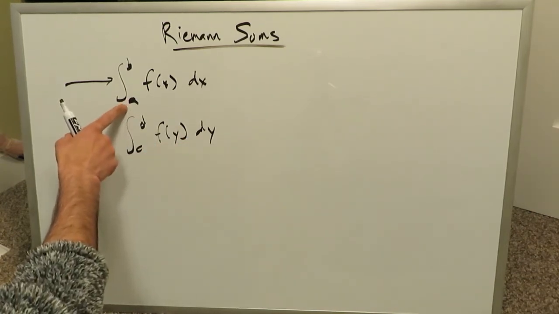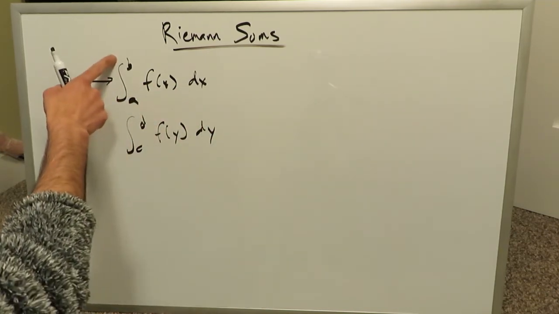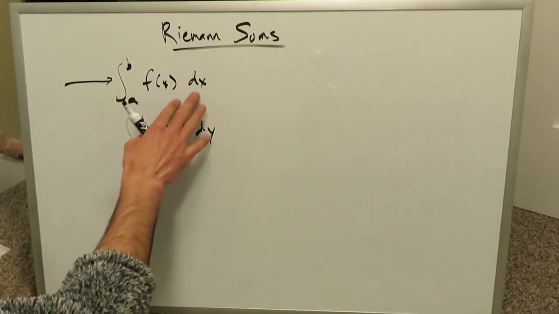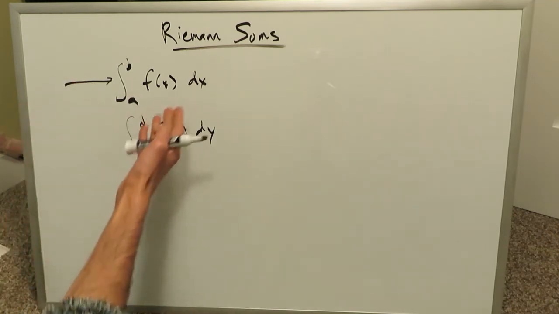Anyhow, this is the lower limit of your integral, the lower limit of the interval, and this is the upper limit of the interval. This right here is the function which is being integrated, which is also called the integrand, and this right here represents the independent variable. These are both legitimate forms of integrals.